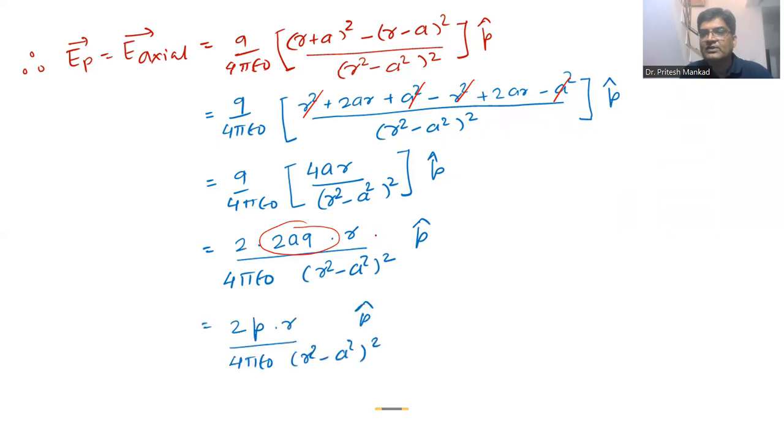Right? We are rewriting so that we can have a meaningful form. So we can now represent it as 2 times p into r divided by 4 pi epsilon 0 into (r square minus a square) whole square. And this is a unit vector showing that its direction is along the dipole, from minus Q to plus Q. And p, that is the dipole moment, is Q into 2a, which is already known to you.